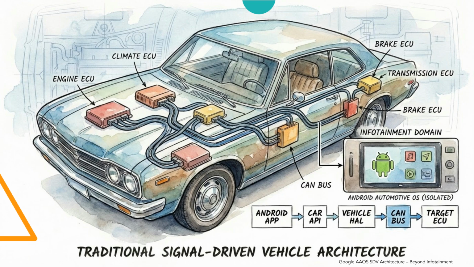Every interaction had to follow a fixed pipeline: Android to Car API, to Vehicle HAL, to CAN, to ECU. From a system design perspective, this is a signal-driven architecture, reliable but not flexible for modern software-defined requirements.